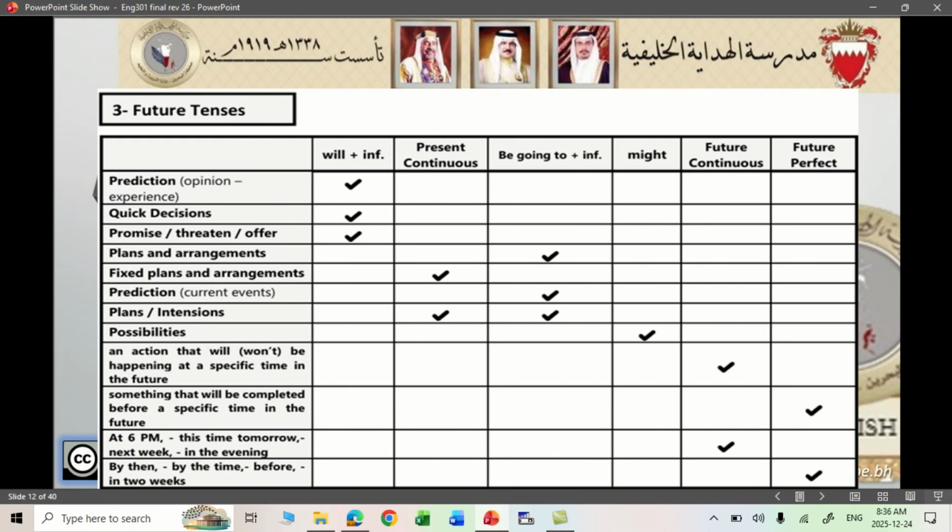Next, the next grammar point is using the future tenses. We can use a lot of tenses to express a future action. You can use will, you can use the present continuous, you can use going to, you can use might, the future continuous, or the future perfect. And here are the different situations that you can use any of these for. Let's look at them. For predictions, when you are giving a prediction about the future, you can use will, okay?